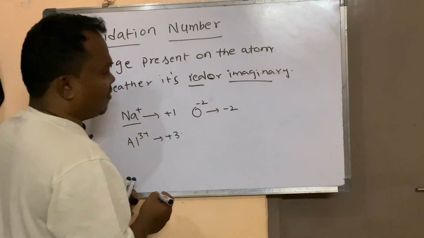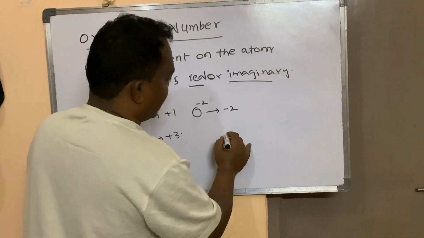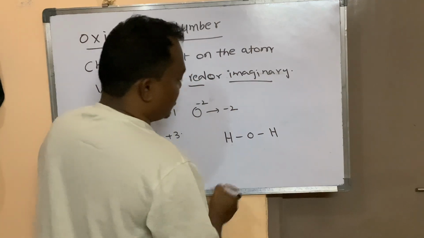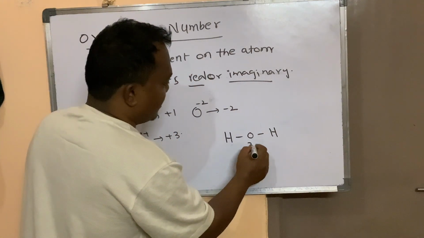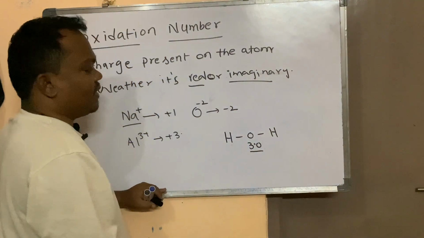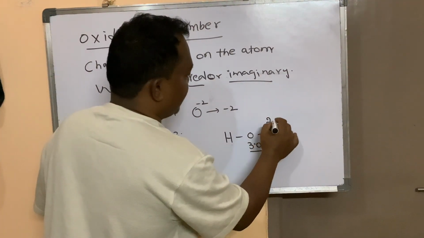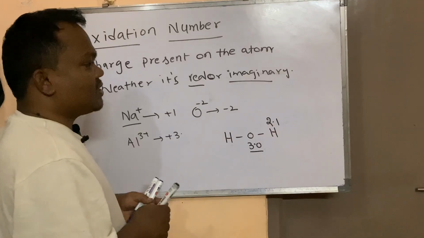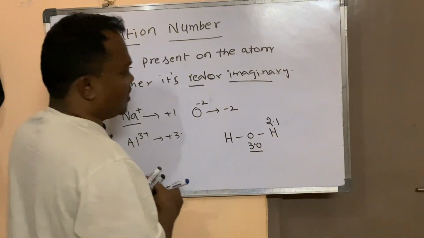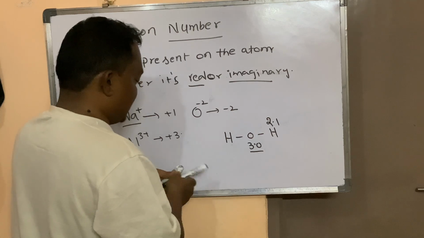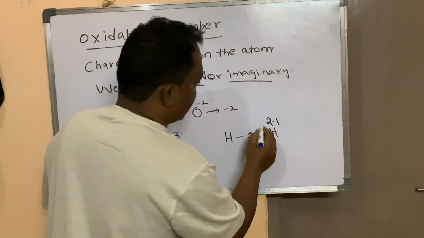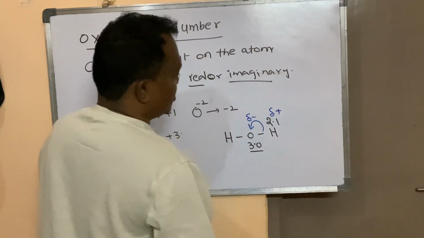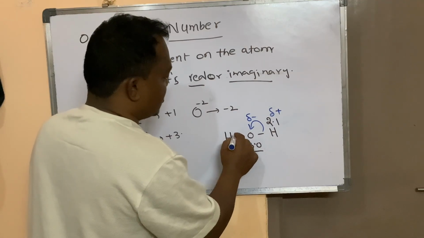For example, we will go with water. The formula of water is H2O. In H-O-H, we know that oxygen is more electronegative than hydrogen. The electronegativity value of oxygen is 3.5 and of hydrogen is 2.1. When the bond breaks, oxygen pulls the electrons towards itself, so it attains a partial negative charge, and the hydrogen atom gets a partial positive charge. The other bond is the same way.